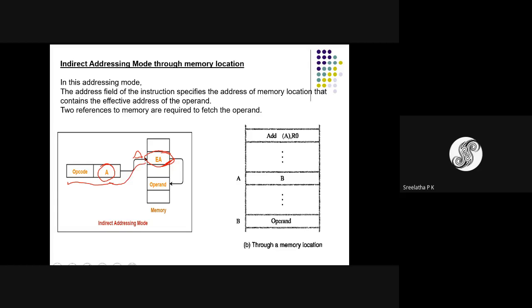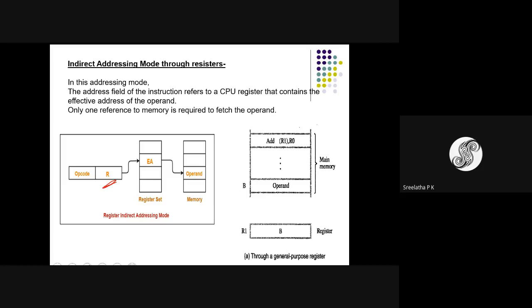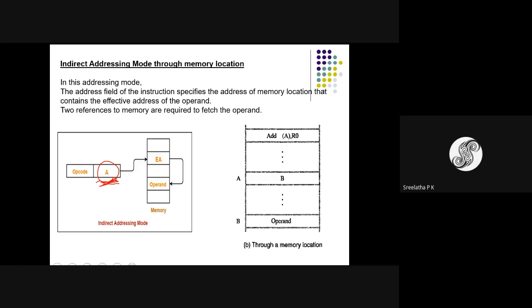I go to a particular location, and in that location the actual address where the operand is present is located. So it is not directly mentioned in the instruction. Fine. So this is indirect addressing mode. Now there are two ways of indirect addressing mode. One is, in the instruction, the address mentioned is a memory location. So the memory location's address is mentioned here. The other type is indirect addressing mode through registers, where a register value is given, and in this register the effective address of the operand is present.